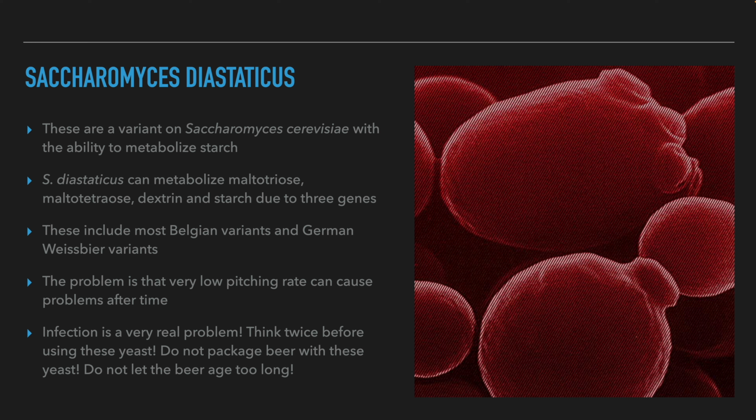The problem is that these strains can metabolize complex sugars, dextrins, and even starch. These yeasts include almost all the Belgian strains and also the strains of the Belgian wheat beers. The problem with them is that even if there are few cells, they will metabolize the dextrins little by little, and over time, we will get higher and higher carbonation until the bottles explode.